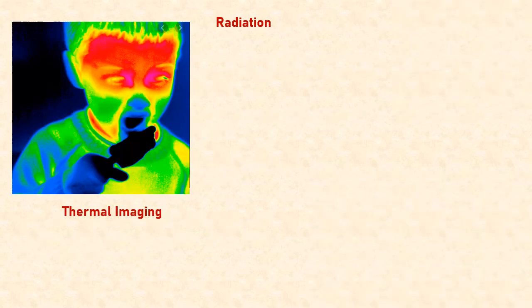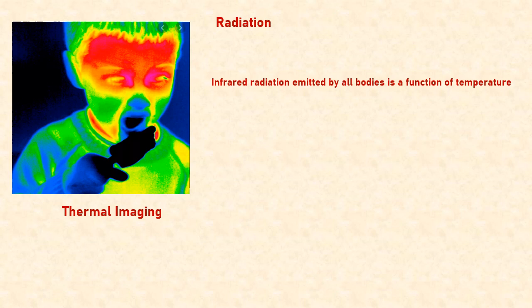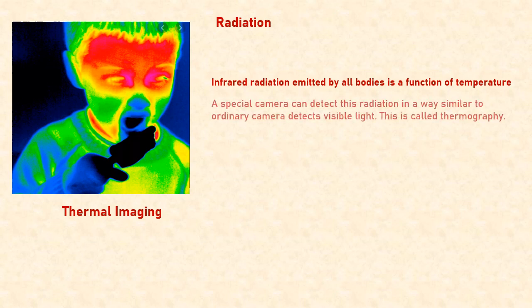Now we see another important application of thermal radiation. All bodies radiate heat. So now you can see most of this heat energy is in the infrared region of the electromagnetic spectrum. And the infrared radiation emitted by all bodies is a function of temperature. So there is a special camera which can detect this radiation in a way similar to the ordinary camera that detects visible light. Now this is what we call thermography.